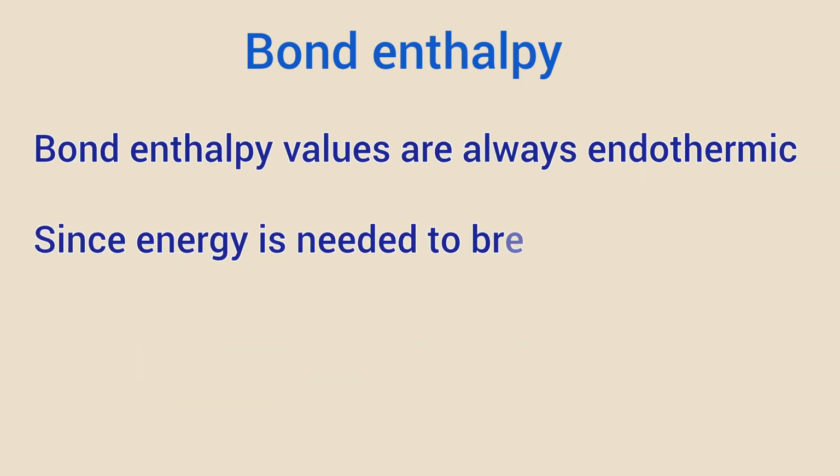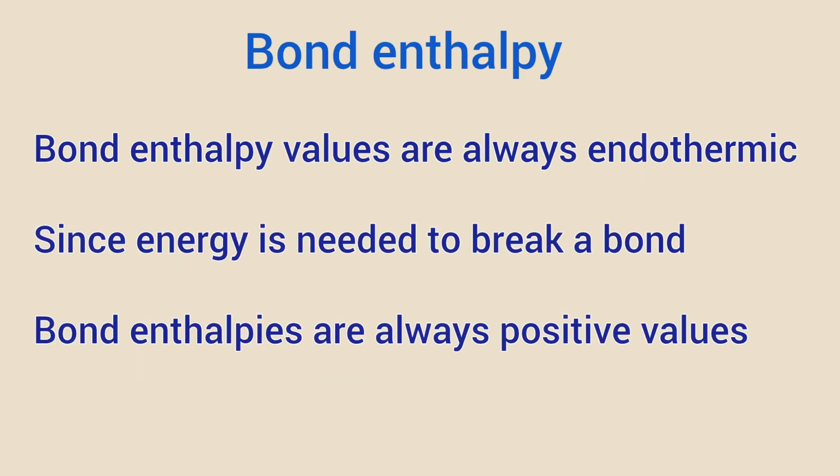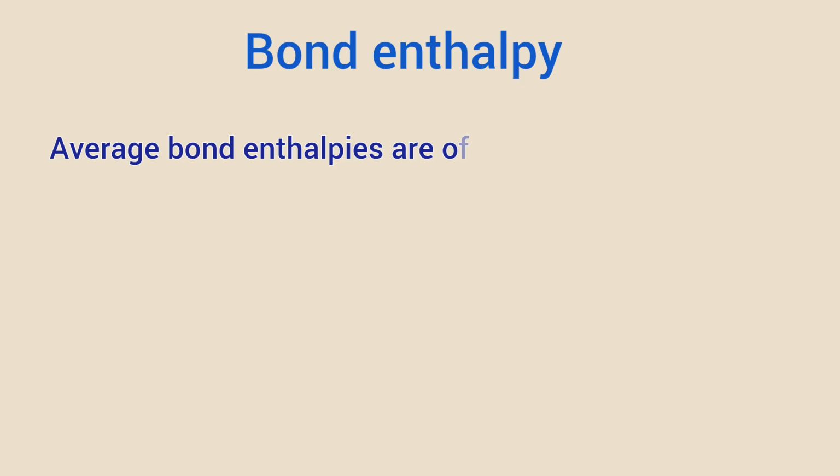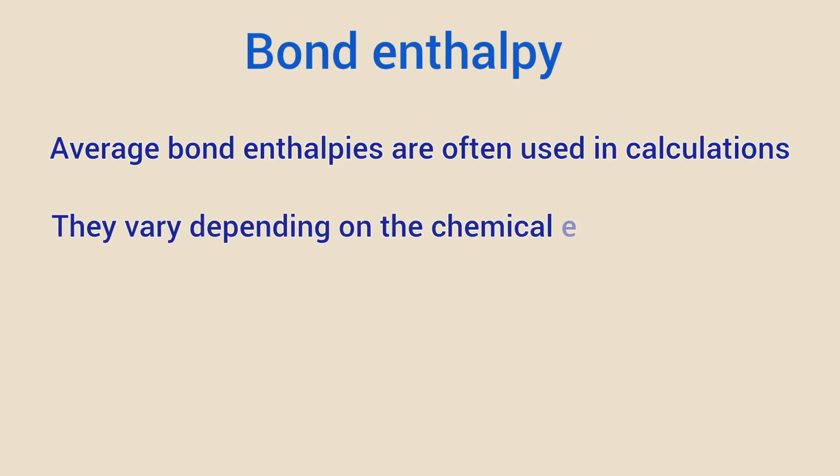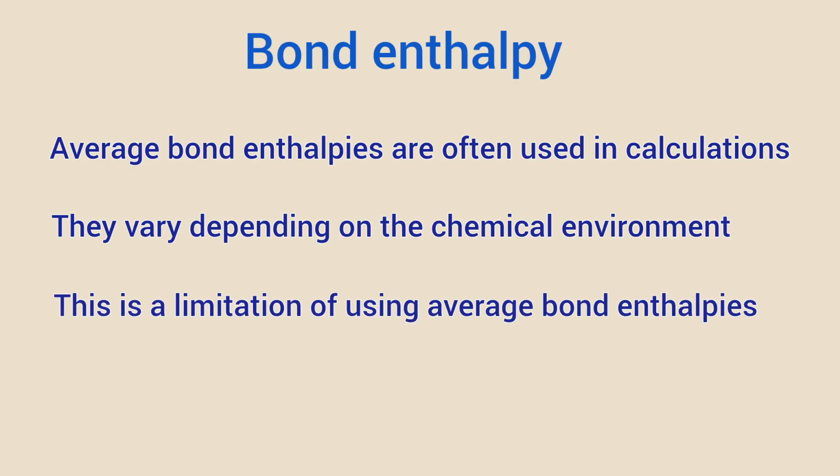Bond enthalpies are always endothermic since energy is needed to break a bond. This means these will have positive values. Average bond enthalpies are often used in calculations, which will give slightly different answers compared to using actual bond enthalpies. Average bond enthalpies vary depending on the chemical environment of the bond. What does this mean? For example, a CH bond in ethane will have a slightly different bond enthalpy compared to a CH bond in cyclohexanol, for example. This is a limitation of using average bond enthalpies.